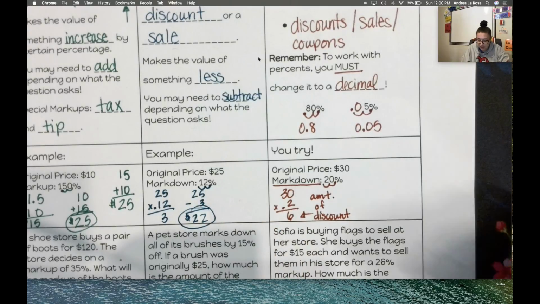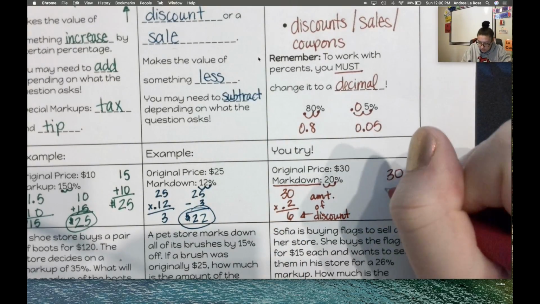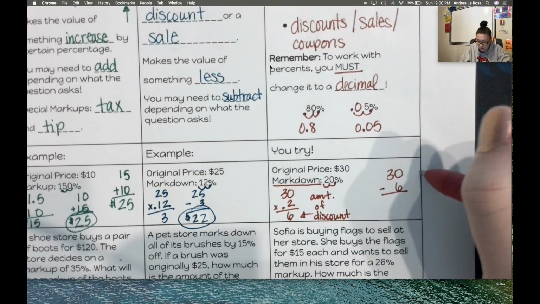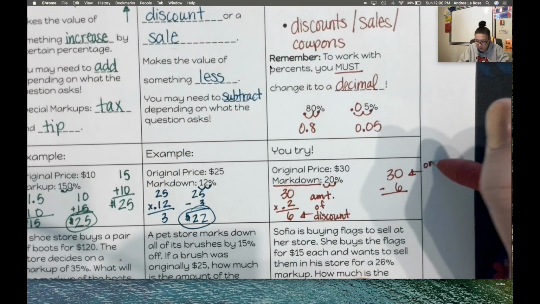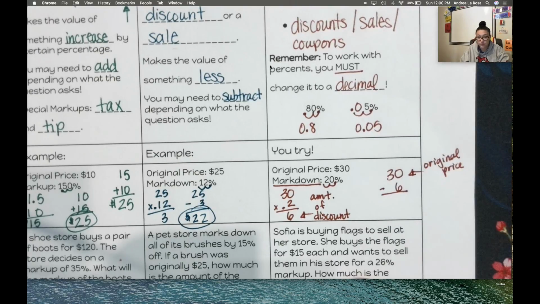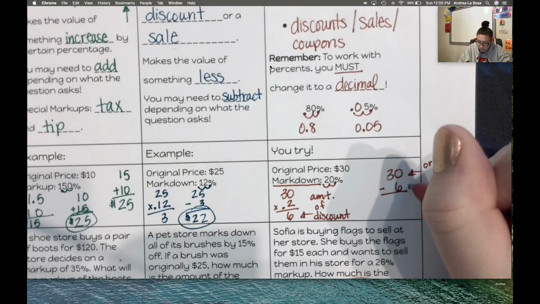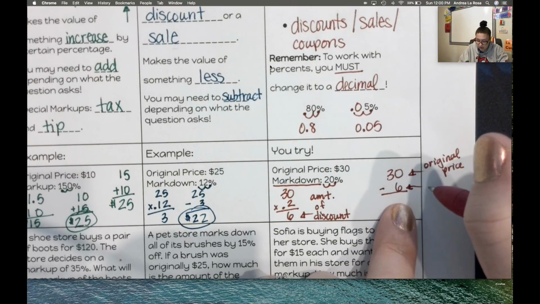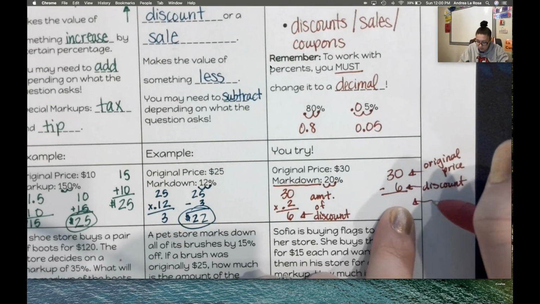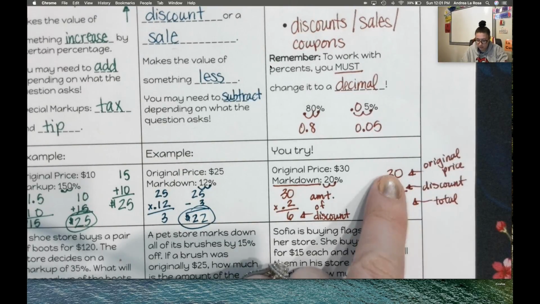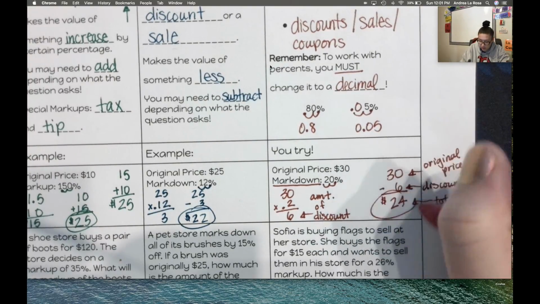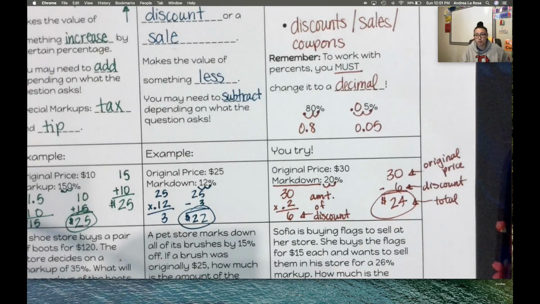Now I want to take that $30 and subtract my $6. $30 was my original price. I take my original price minus the $6 of the discount to get my total. 30 minus 6 is $24 for that item now.